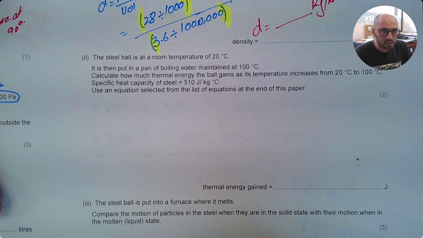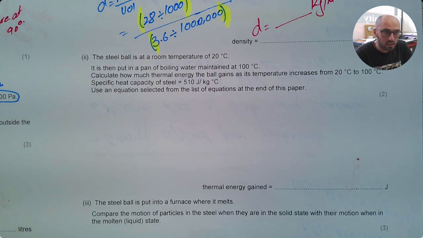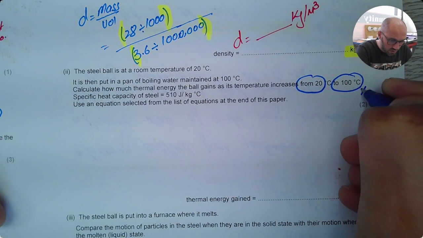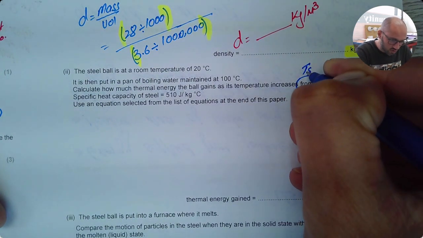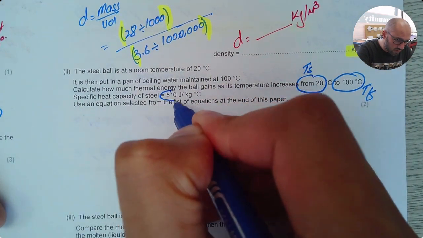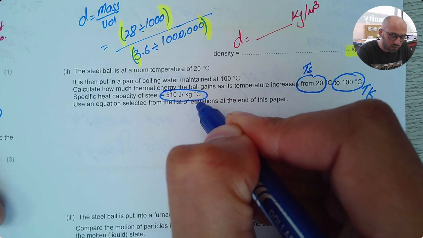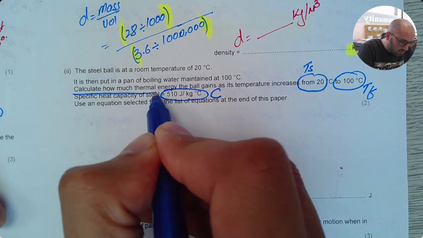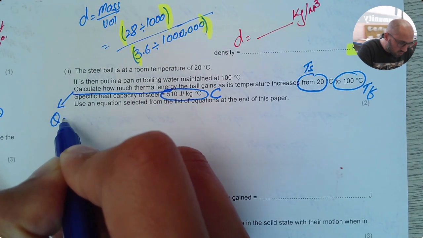The next question says the steel bowl is at room temperature of 20 degrees Celsius. It is then put in a pan of boiling water maintained at 100 degrees Celsius. Calculate how much thermal energy the bowl gains as its temperature increases from 20 to 100. From 20 to 100, so this means 20 is my starting temperature and 100 is my final temperature. It further says the specific heat capacity of the steel is 510 joules per kilogram degree Celsius, the value of C. And we've been asked to work out thermal energy, so Q is equal to question mark.